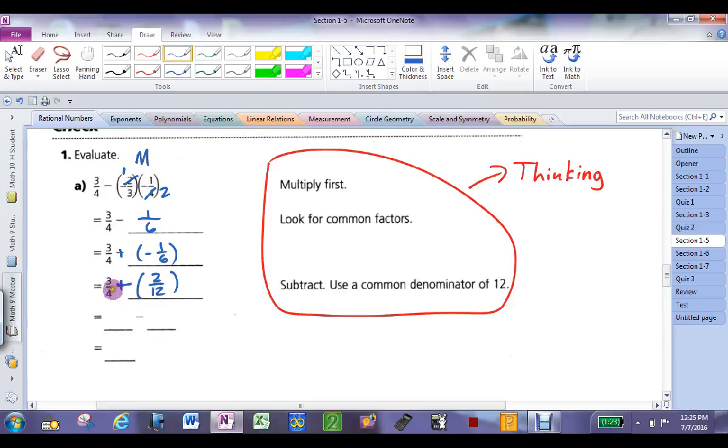Now if this changed to 12, what's this guy got to become? 12. So how do I get it there? Times what? 3. And times what? 3. To get 9 over 12 plus negative 2 over 12. What's 9 and then negative 2? 7 over 12. Everybody good? Okay.